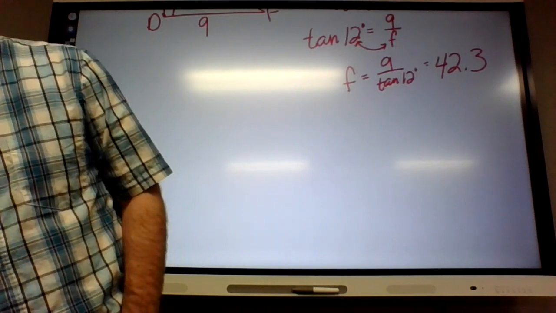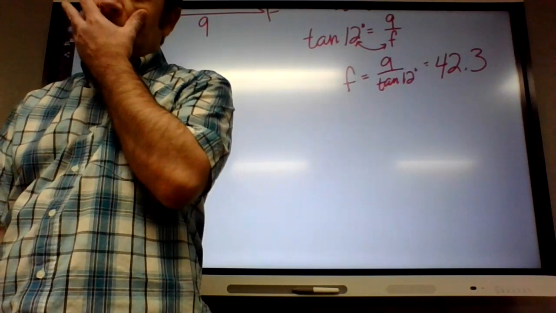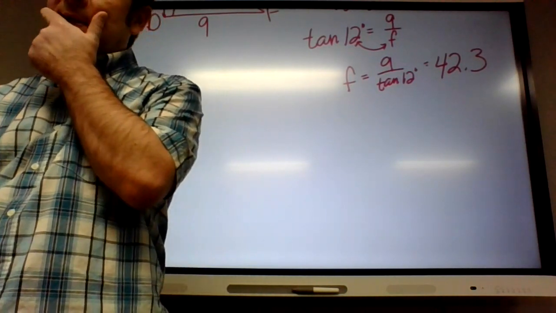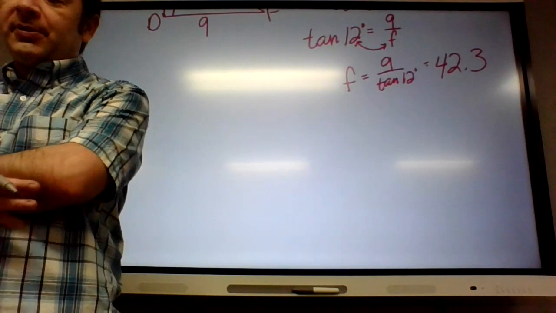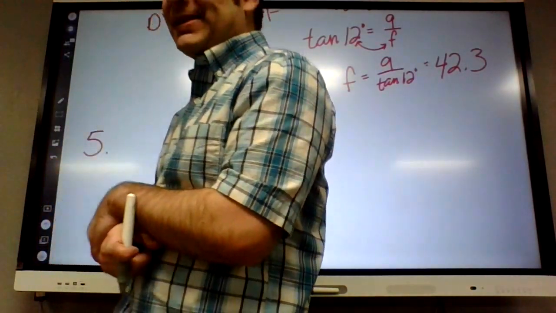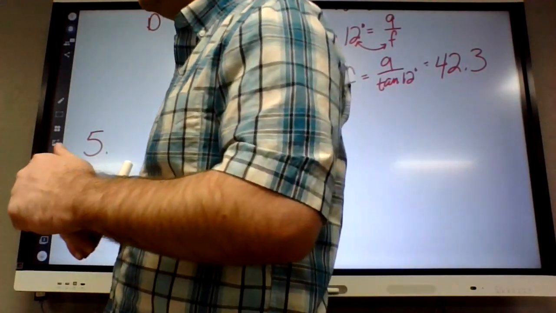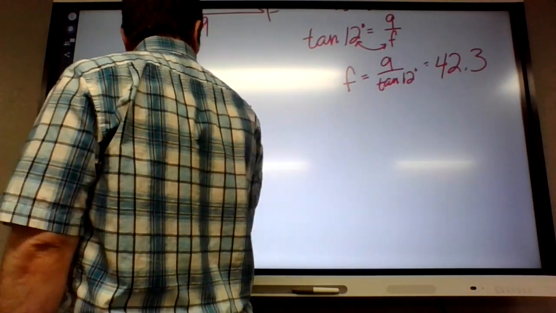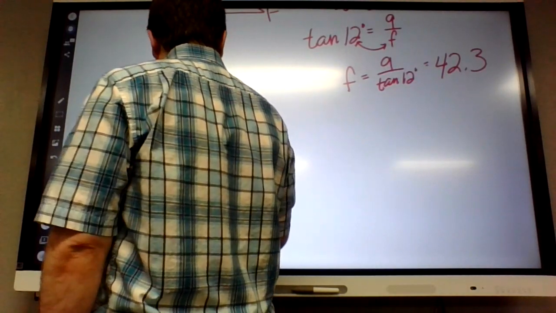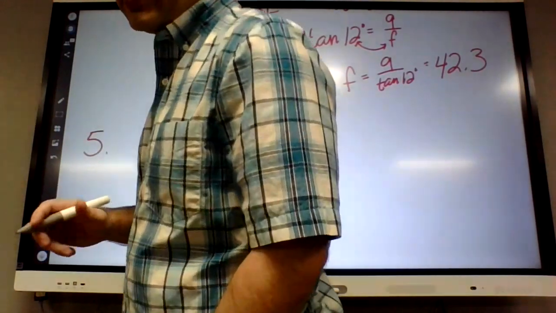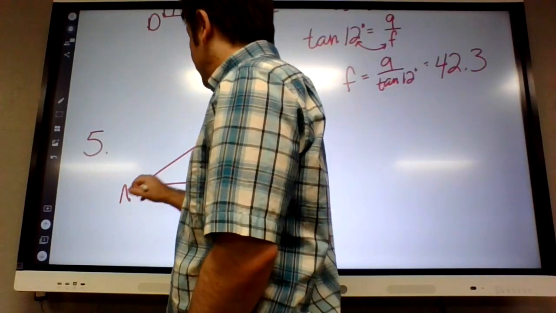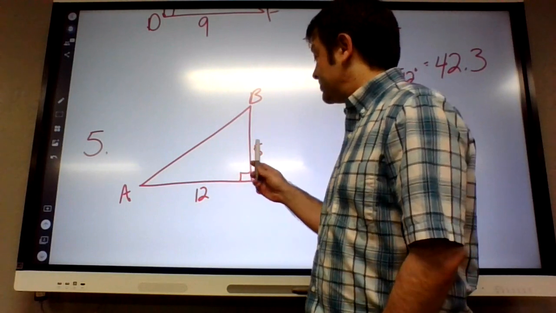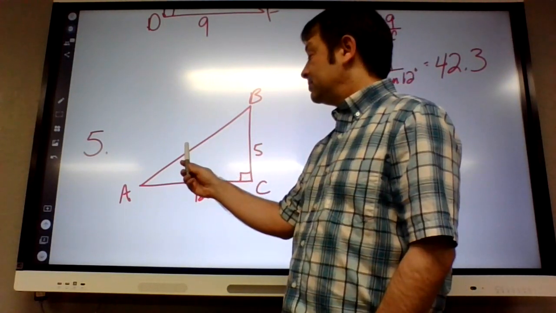All right. Number 5. Now it doesn't directly ask for this, but we will need side C on number 5. Does anybody know how we could find side C? Yes, Pythagorean theorem. I said we weren't going to do Pythagorean theorem, but I was kind of wrong on this problem. So 12 squared plus 5 squared should equal C squared.